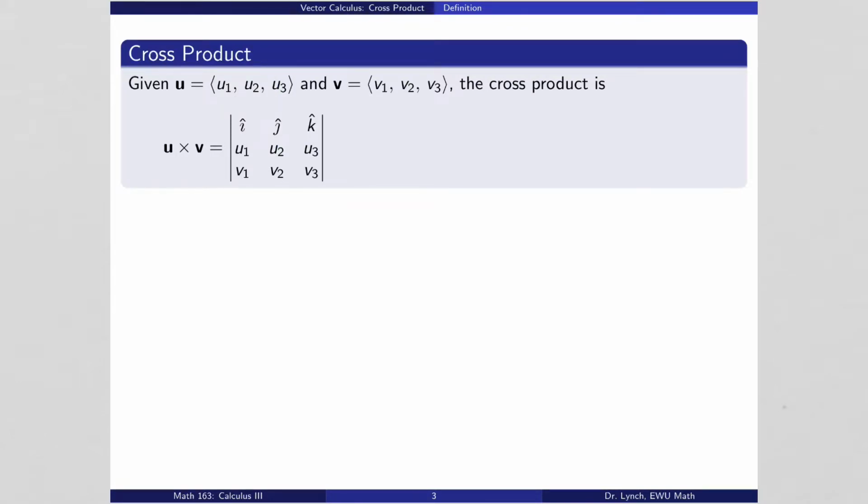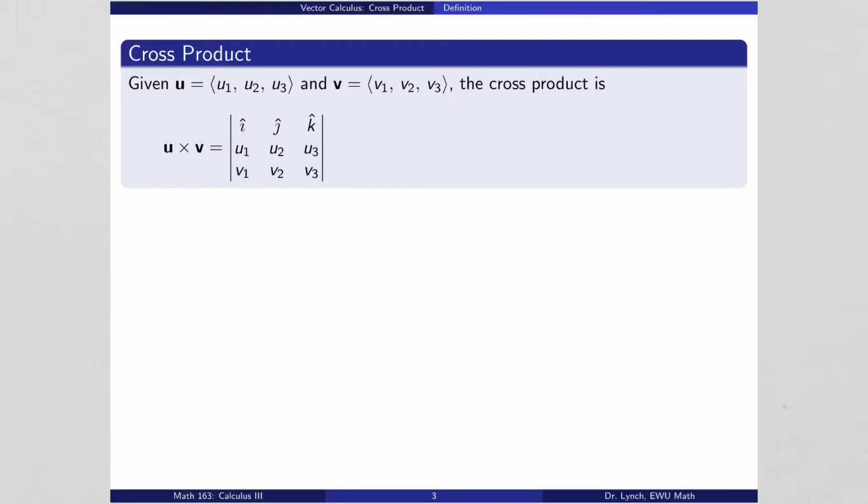Okay, so here is the definition. The definition of the cross product is given in terms of those special unit vectors from before, i, j, and k, in terms of a 3x3 determinant. Now, some of us have seen this type of determinant before.